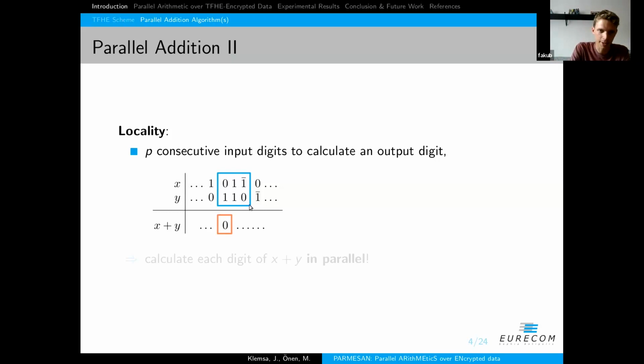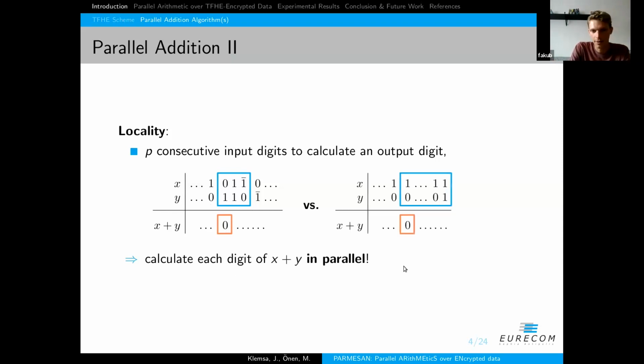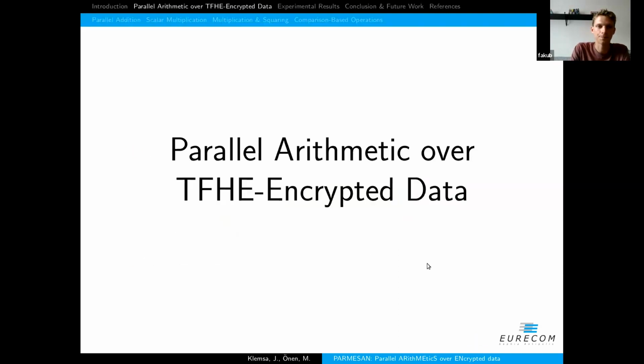It's depicted here. Here we have 3 digits of the input, which are sufficient to evaluate one digit of the output. This means that with this property, we may evaluate each digit of the result in parallel, compared to standard sequential addition, where we need all the way down to the right of the input numbers to evaluate the result at a certain position. So this is not parallelizable.